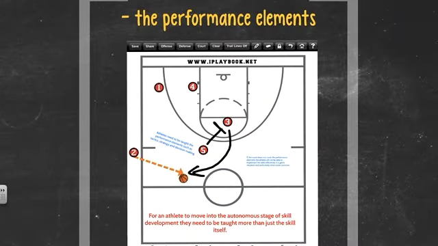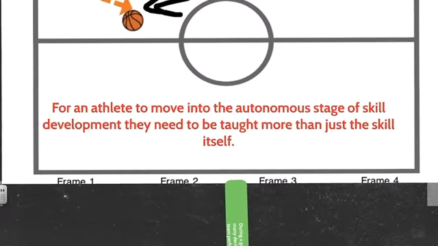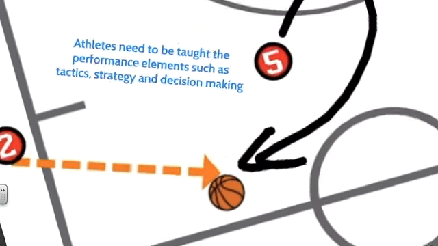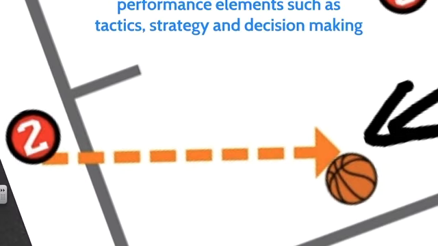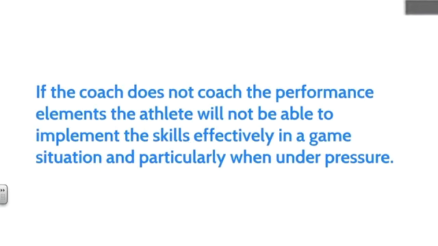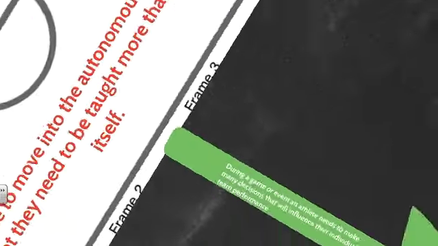So the next dash point is the performance elements. Now for an athlete to move into the autonomous stage of skill development, they need to be taught more than just the skill itself. So athletes need to be taught the performance elements, and these include such aspects as tactics, strategy, and decision making. If the coach does not coach the performance elements, the athlete will not be able to implement the skills effectively in game situations, and particularly when they're found under pressure in games.